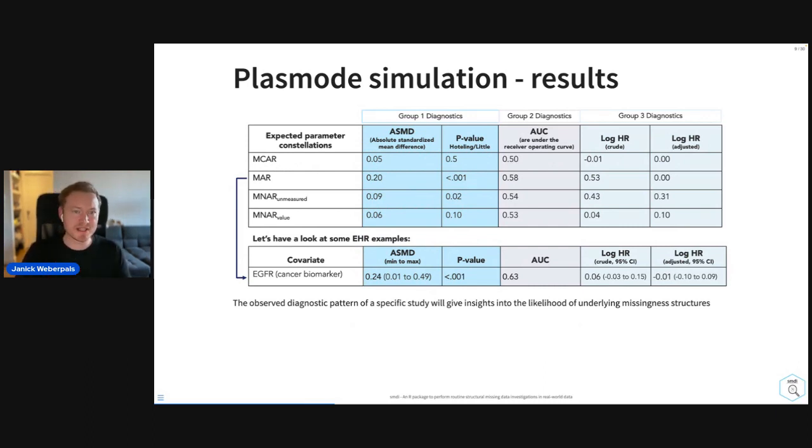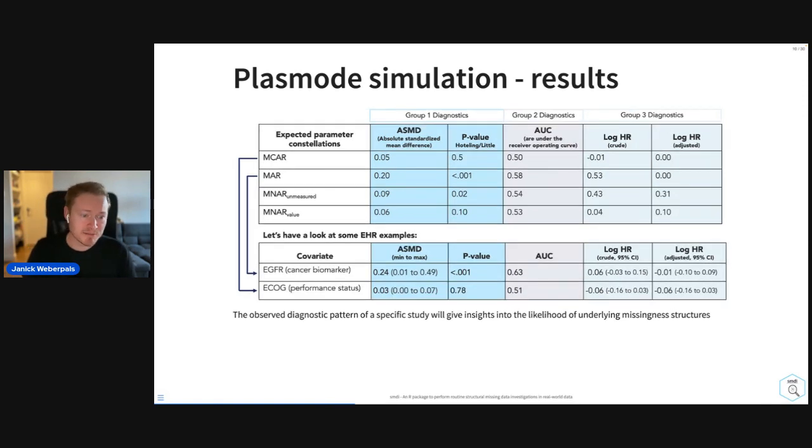So given the benchmark that we set in the simulations, we thought that if we look into EHRs, we may be able to explain similar patterns that we see based on these 3 group diagnostics. And so, for example, here, the EGFR, which is a common cancer biomarker, for example in non-small cell lung cancer, these kinds of values, this battery of values in these group 3 diagnostics, pretty much map to what we observed in the simulation as the missing at random mechanism. And similarly, ECOG matched very well to what we observed as a missing completely at random mechanism. So I think you get the idea of what we're trying to do here.